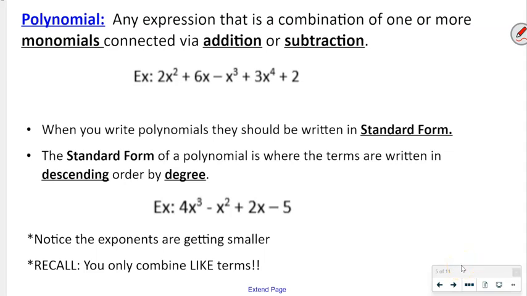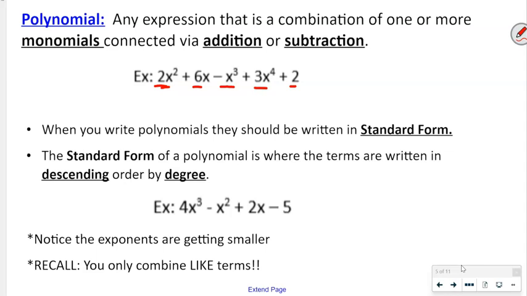Polynomials: any expression that is a combination of one or more monomials connected via addition or subtraction. So 2x squared, that's a monomial. 6x, negative x to the third, 3x to the fourth, and 2. Those are all monomials.